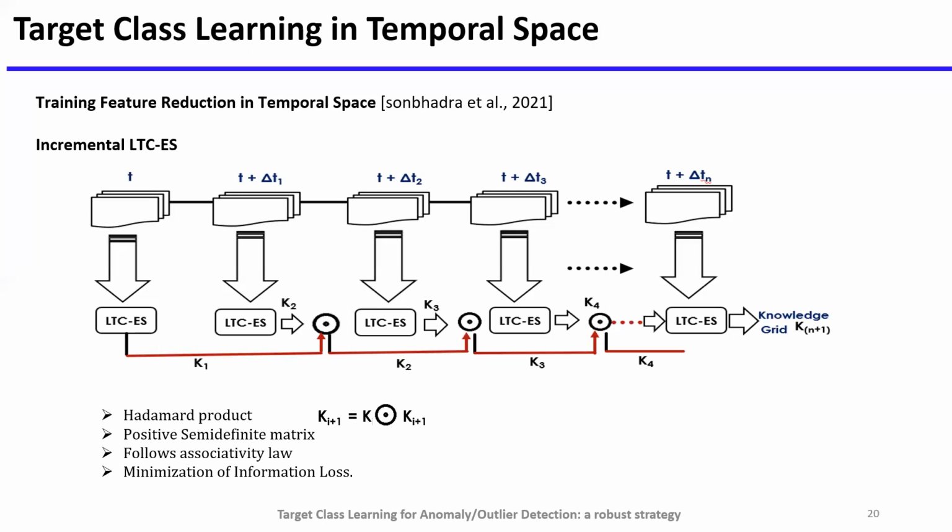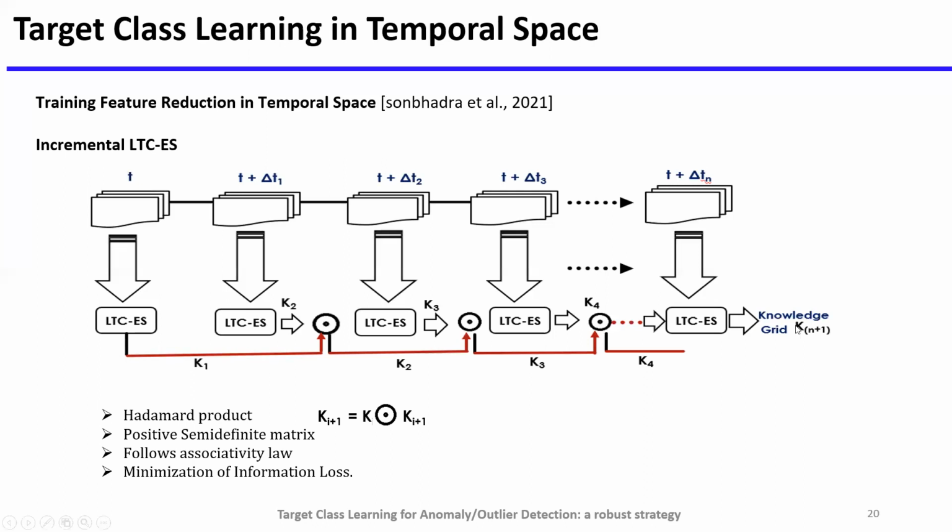In the case of a missing eigenvector, we just replace it with one, so that we do not lose any information from the earlier recognized information. At the same time, this Hadamard product is positive semi-definite and follows the associative law, and it also minimizes information loss because it does not discard the earlier obtained information.